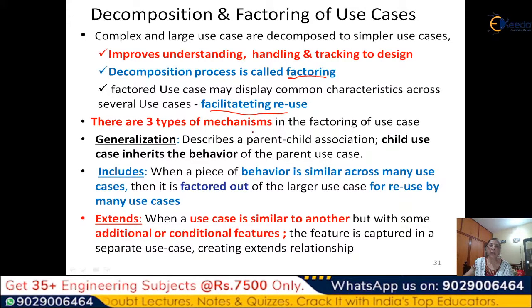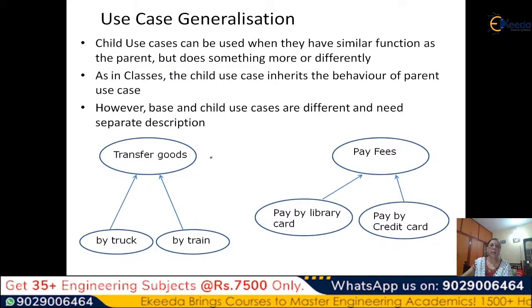There are three types of mechanism used in factoring. One is called generalization. The second one is called includes. And the third one is called extends. We'll look into it one by one. So what is use case generalization? Here it is a parent and child relation.